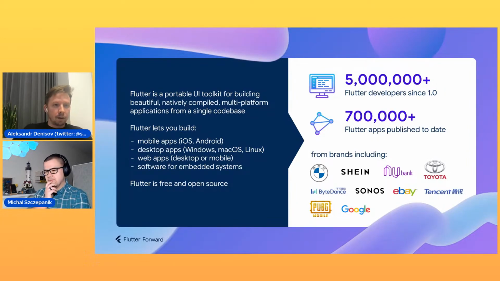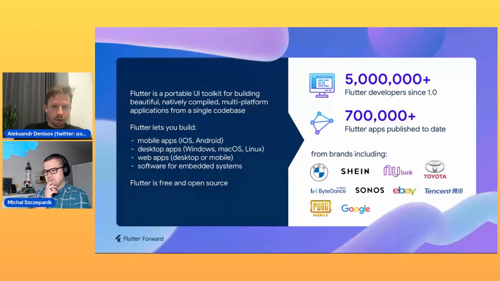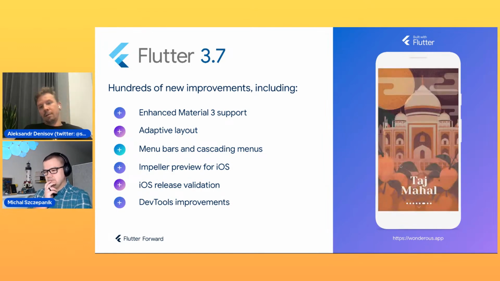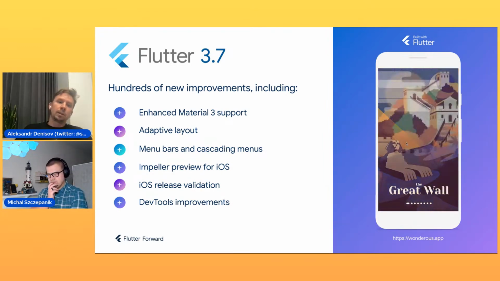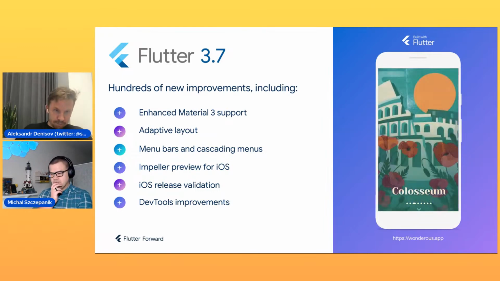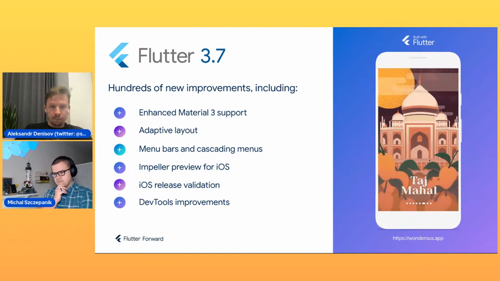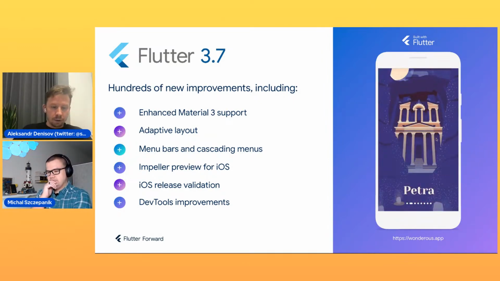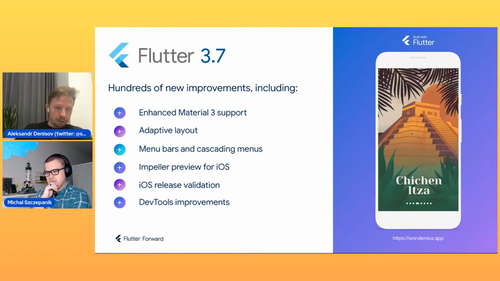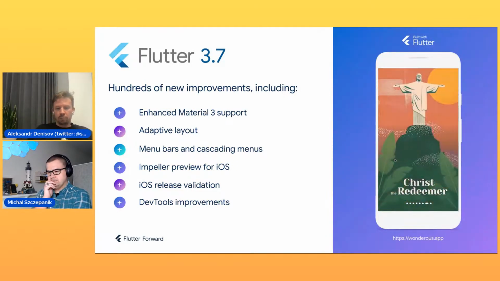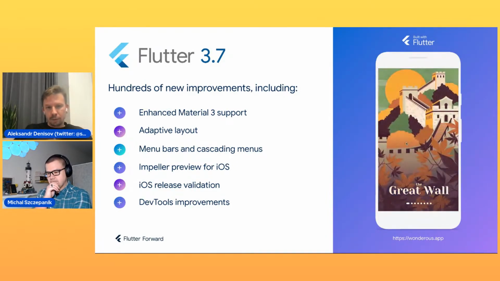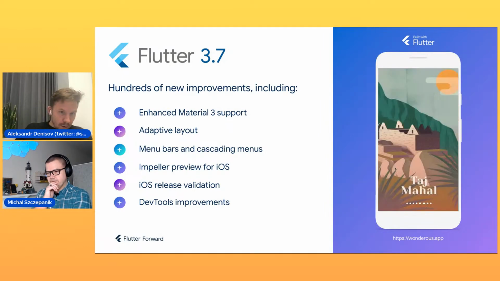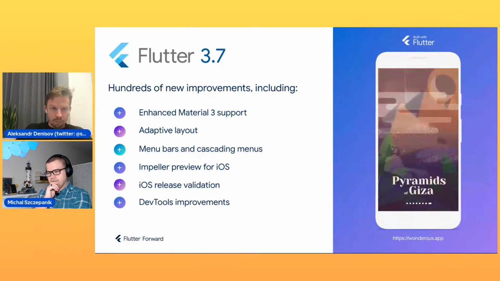So, the next slide. What exactly was announced at this conference? First of all, it's Flutter 3.7 and the improvements that were added to Flutter. Support of Material 3, adaptive layout, menu bars and cascading menus, Impeller, iOS release validation, DevTools improvements. Some of these points we will discuss in detail, but some of them we won't.